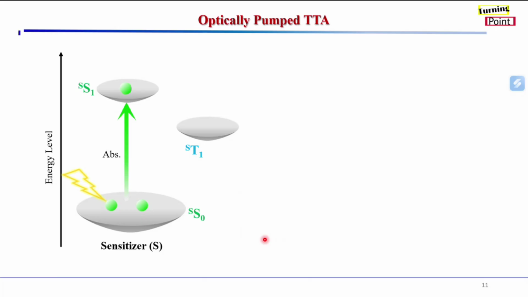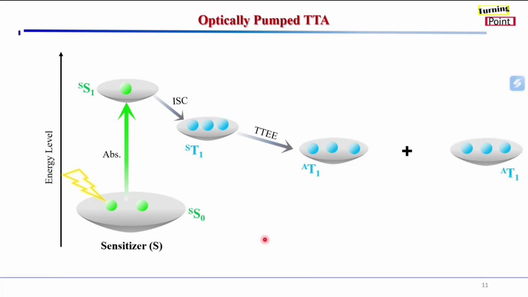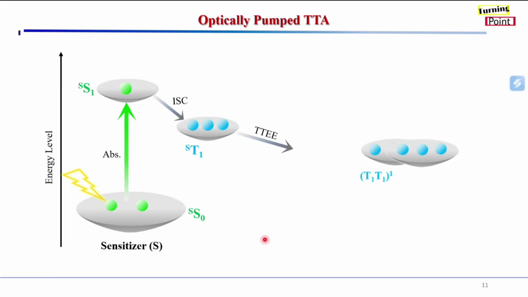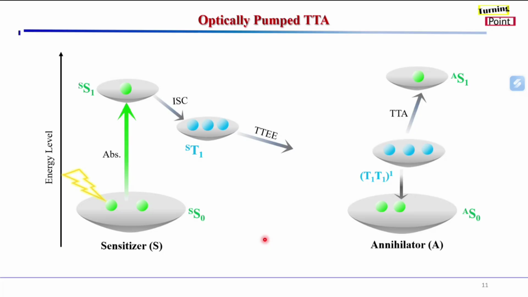After that, via the intersystem crossing process, the sensitizer triplet state is populated, which is a long-lived triplet state. And this sensitizer triplet state transfers its energy to the annihilator molecule through the triplet energy exchange process, and now the annihilator triplet state is populated. And when two annihilator triplet states come to close proximity, they exchange their energy and at first form one singlet intermediate. After that, this singlet intermediate is converted into one singlet excited state, another one is the singlet ground state. And when the singlet excited state molecule comes back to the ground state, it emits light as photoluminescence.